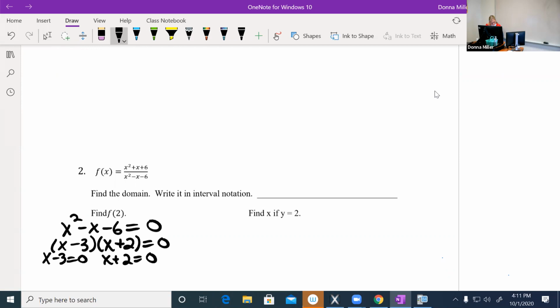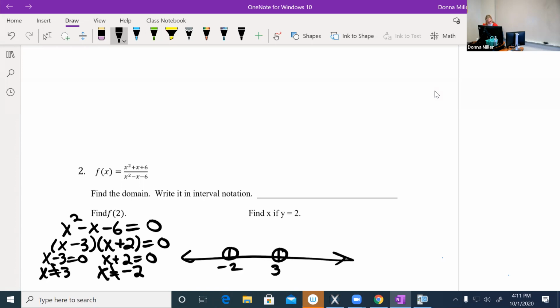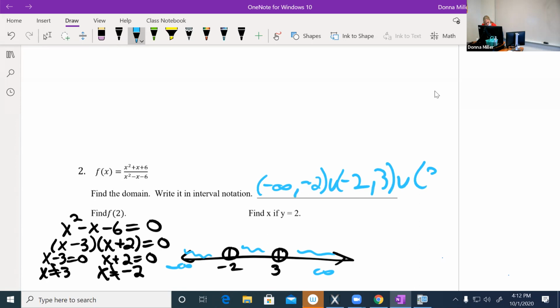All right, so you can solve that: maybe x equals 3 and x equals negative 2. So that's what x cannot be, right? Because those are your vertical asymptotes. So here's my number line: negative 2 and 3. We have 3 intervals: 1, 2, 3. So negative infinity to negative 2, union negative 2 to 3, union 3 to infinity. That should go away, right?